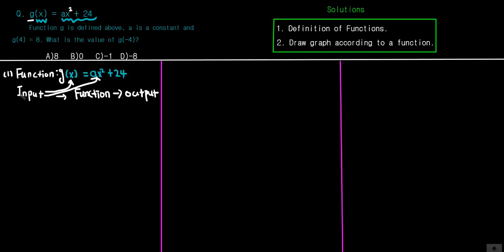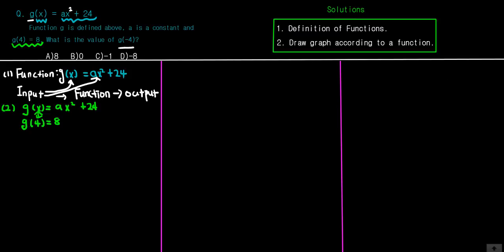So at first, we can express it through our equation, and we know that g of x is equal to ax squared plus 24. And the thing that we can know from our question is that g of 4 is 8. So if you input a value of 4 into x, that is going to give us 8. And they are asking us the value of g of -4.